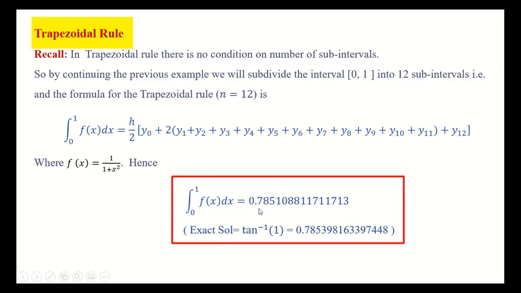So here you can see that the approximated answer is accurate up to 3 decimal places. So it is a better approximation but not so good, because you have a large number of subintervals, that is 12, and for this large number of subintervals you have accuracy only up to 3 decimal places.